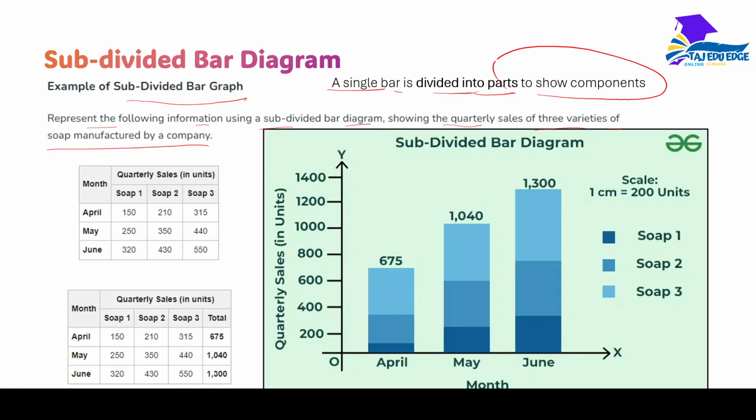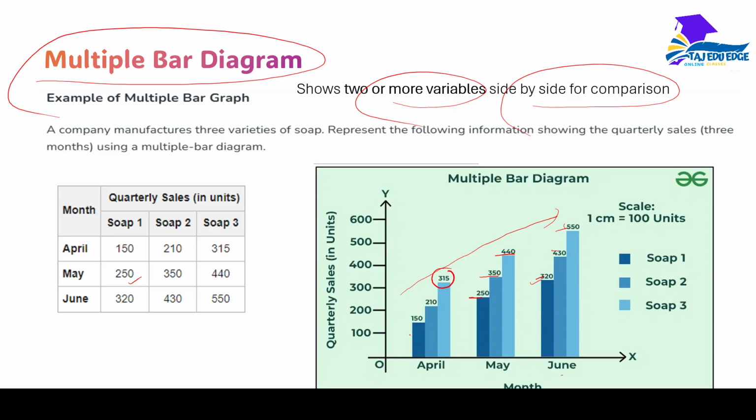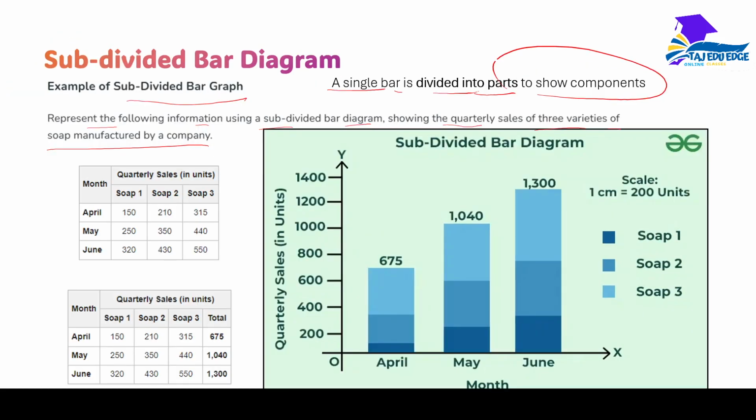Here you can see there is a company which has sold different types of soaps, which you already know. But instead of going with this multiple bar diagram, if I want to see which soap has been sold well in the month of April, I can go with this. But if I just want to compare the overall sales of the months of April, May and June of all the soaps, then I can go with a subdivided bar.